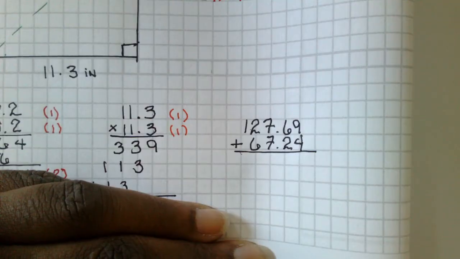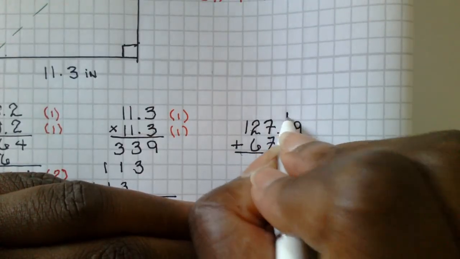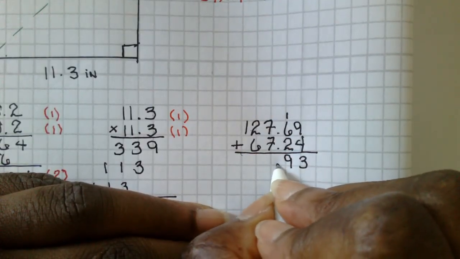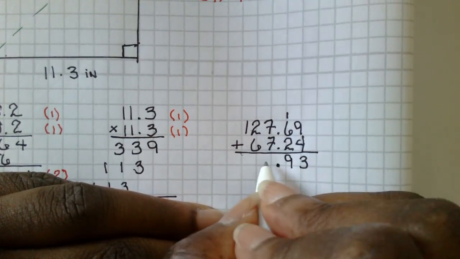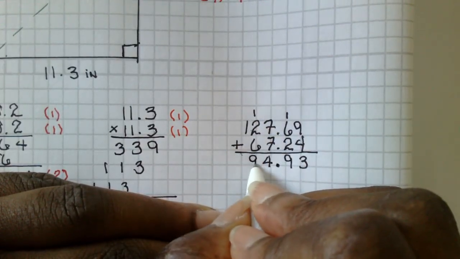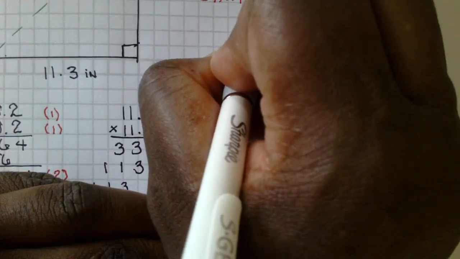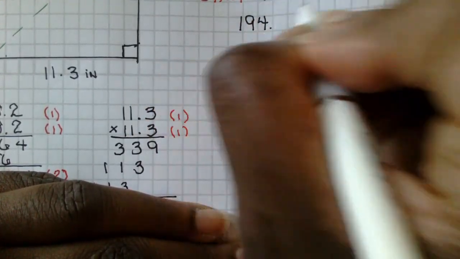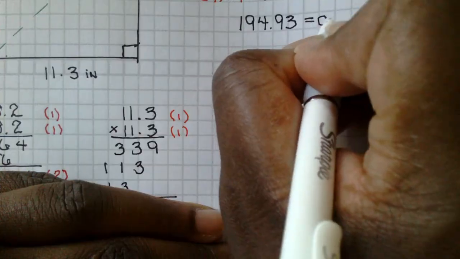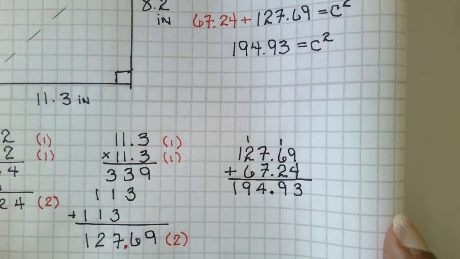Okay? So we have our 9 plus 4, that gives us 13. Carry the 1. 6 and 2 and 8 plus 1 is 9. Bring down the decimal point. 7 and 7 is 14. Carry the 1. So that's 8, that's 9, and that's 1. So we're looking at 194.93 is equal to our C squared. Okay.